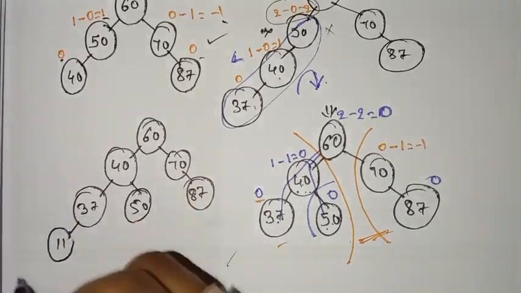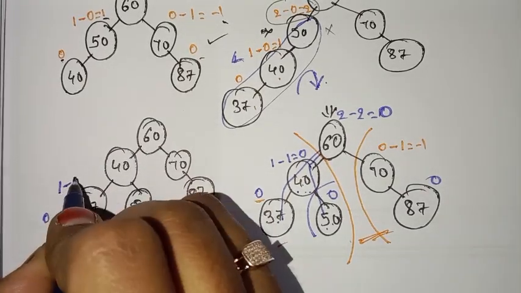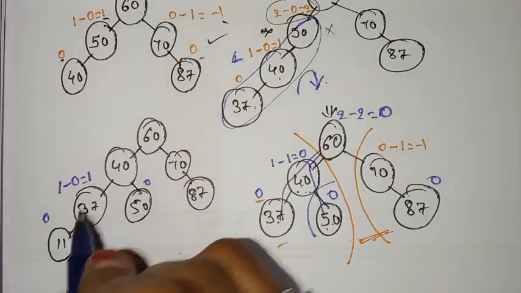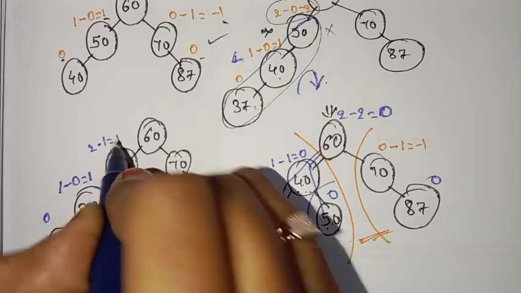I am just checking the balancing factor. Here 0. For 37, left subtree is there. There is no right subtree, 1. For 50, 0. Here 1, 2. 2 left subtrees are there. Only 1 right subtree. It is 1.